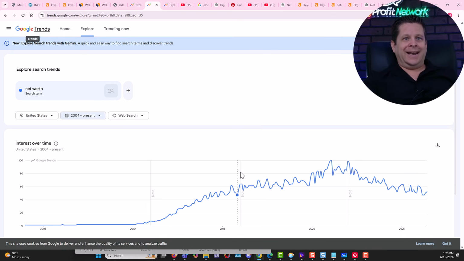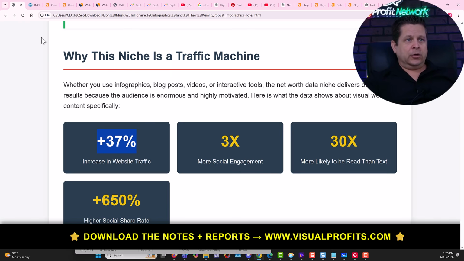Also, if you were to take a look at net worth, you could see that this is pretty steady across the years. I mean, a lot of people look up net worth, which is pretty cool. So looking at that, you have an increase in website traffic, 3 times more social engagement. I've seen that this is actually the case if you have really good info.